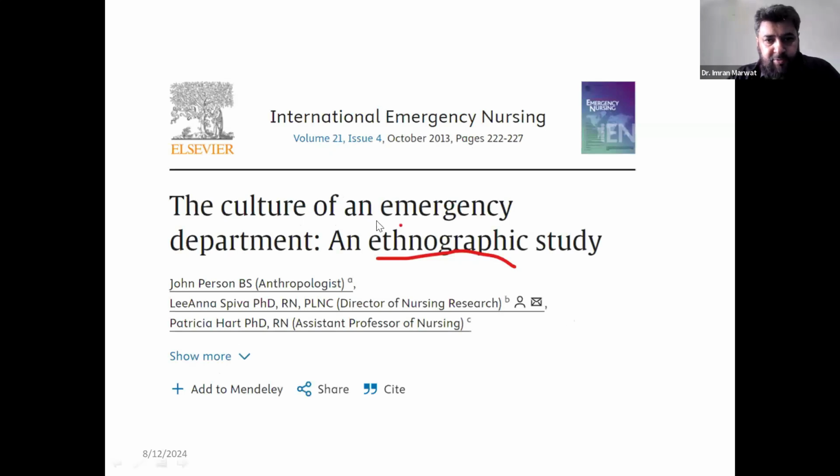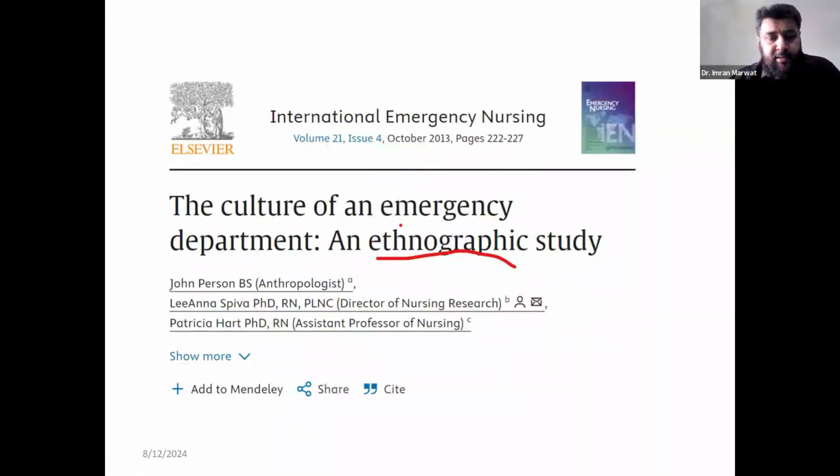This is an example of an ethnographic study. It is very difficult and time consuming to conduct. And we Pakistanis do not jump into things that take a lot of time or resources. So I was not part of this ethnographic study, The Culture of an Emergency Department. You can explore further how this was conducted.